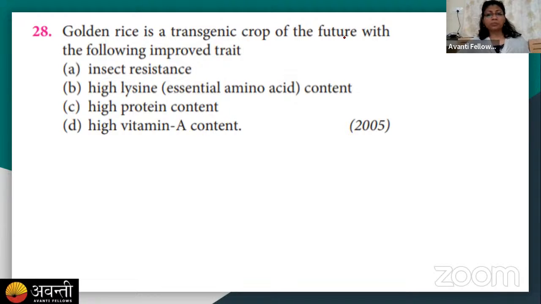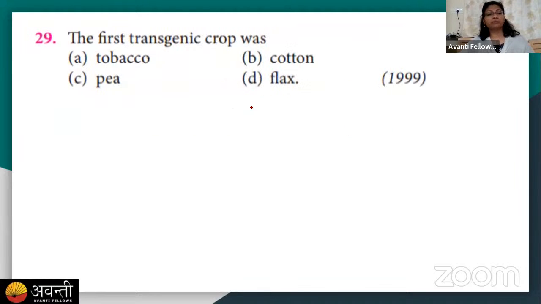Yes, correct. We are increasing the amount of vitamin A content. We know that the golden color of this rice is due to the introduction of the beta carotene gene, which is responsible for the production of vitamin A. So yes, golden rice is a rice which has enriched vitamin A content.